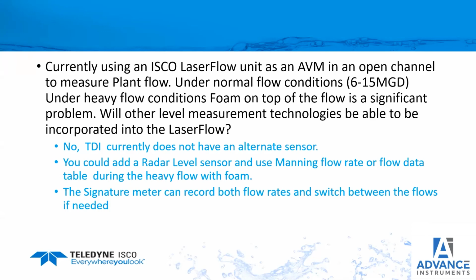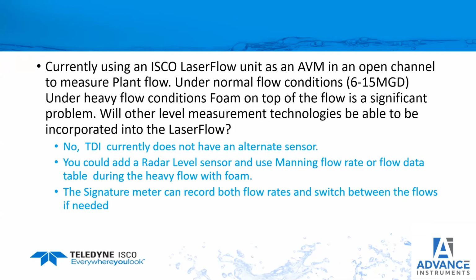Next question is, a customer that's currently using the laser flow area velocity flow meter under normal flow conditions. They get 6 to 15 MGD. Under heavy flow conditions, they are developing foam on top of the water, which could create problems, because the laser flow sensor uses the ultrasonic sensor for level, and if it cannot penetrate the foam, it's going to go into error.